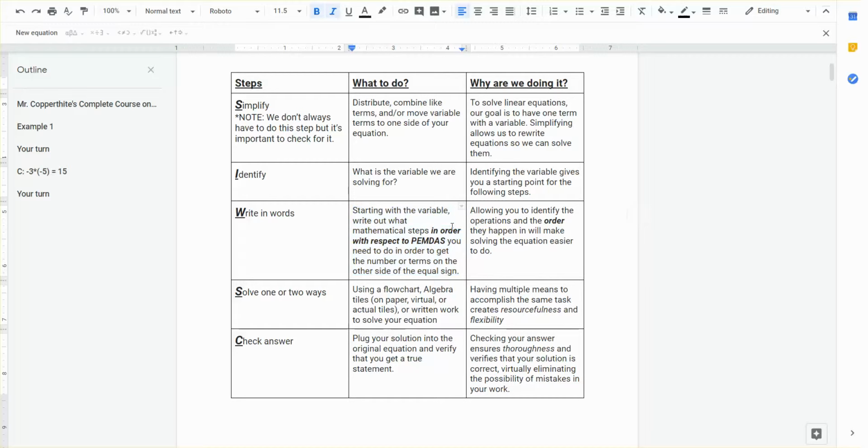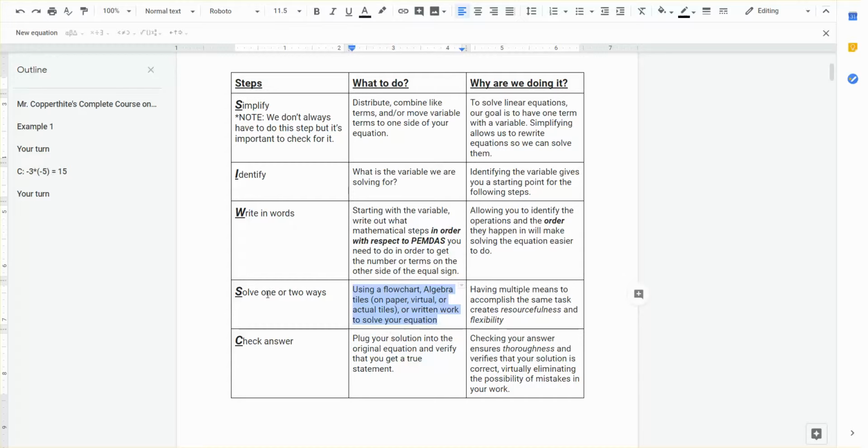The reason you do that is that identifying the operations and the order they happen makes solving the equation easier. We'll see in future videos what I mean by this, but basically by flipping around the operations, the solving order would be the flipped version of both the operations and the order that you do them in. So writing it in words is a useful way to identify the steps that you need to use to solve the equation.